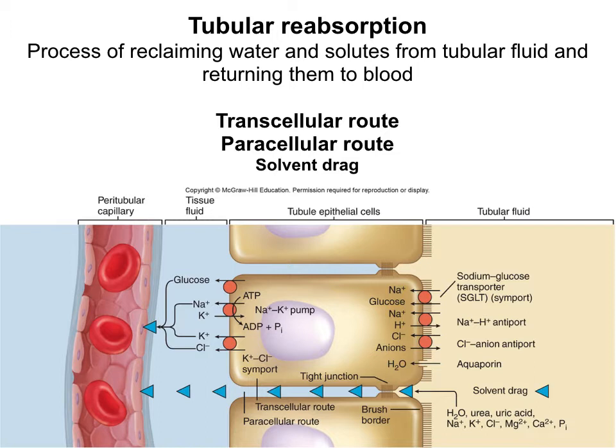The other way to reabsorb is through a paracellular route. In the paracellular route, substances pass through the gaps between the cells. This type of movement is referred to as solvent drag because, for the most part, as water moves in between the cells, it just drags other solutes along with it.